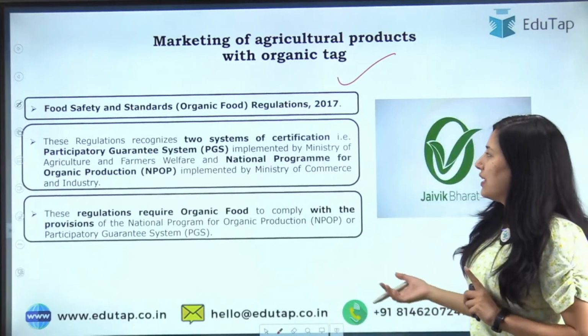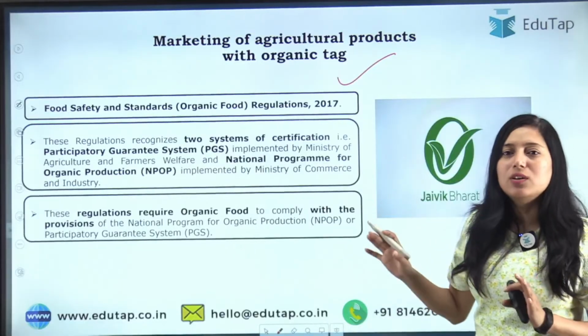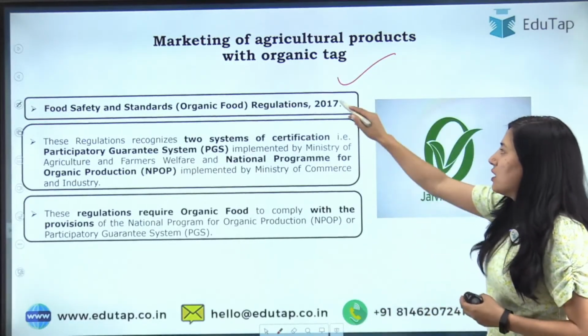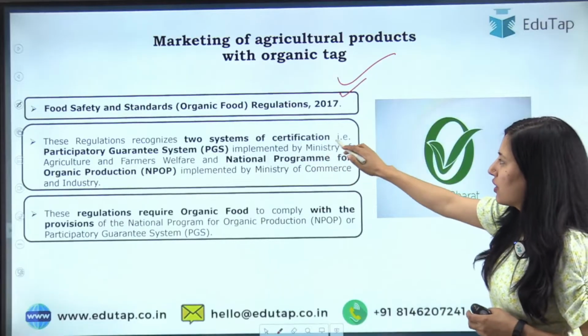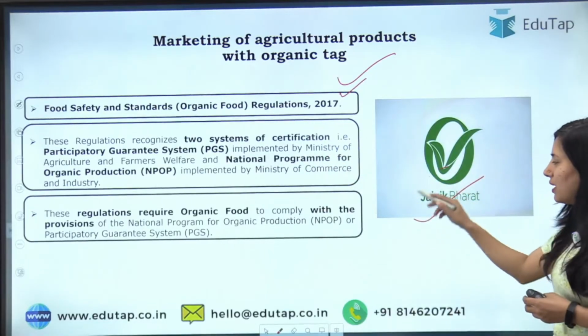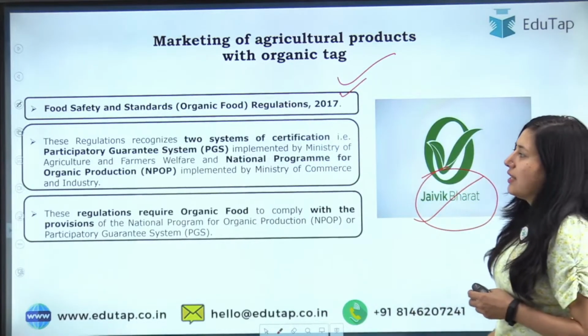Now, for selling any produce as an organic product, the farmer requires a logo. There are different logos given. First is by the Food Safety and Standards regulation, so under Jaivik Bharat the farmer can sell the produce. Then there is another logo.